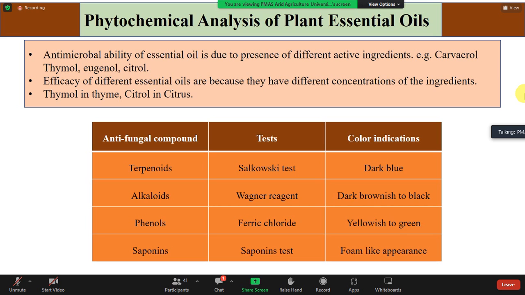If alkaloids are present, there is a dark brownish to black color indication. For phenols, the ferric chloride test is performed, and a yellowish to green color indicates phenolics. In the saponin test, a foam forms. So this is the cheapest and easiest method for checking the antifungal compounds.